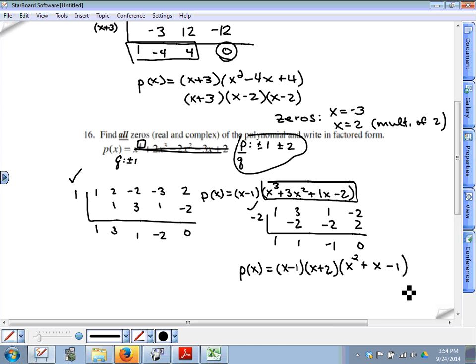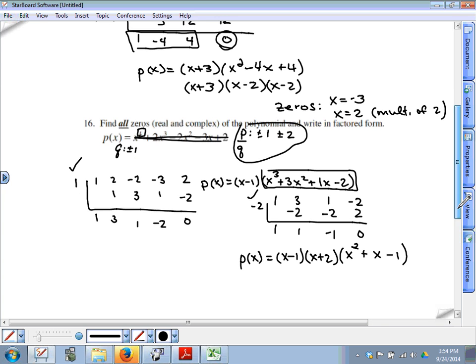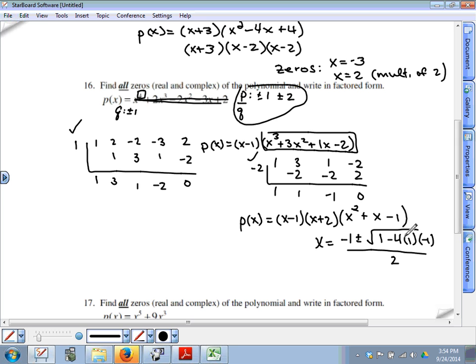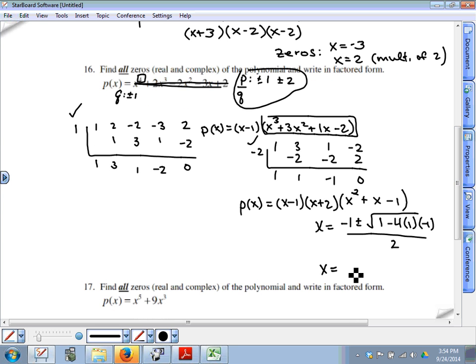plus x minus 1. Now, this quadratic factor right here does not factor using traditional factoring techniques. We have to factor it using the quadratic formula. So, x equals the opposite of b plus or minus the square root of b squared minus 4 times a times c all over 2a. 1 minus 4 times 1 times negative 1 turns out to be 5. So x equals negative 1 plus or minus the square root of 5 all over 2.